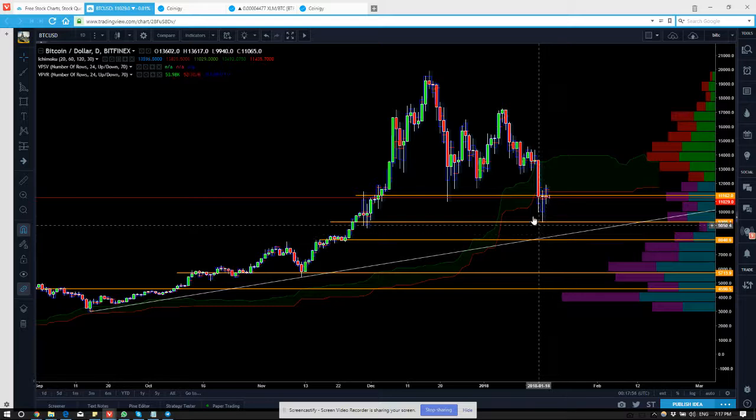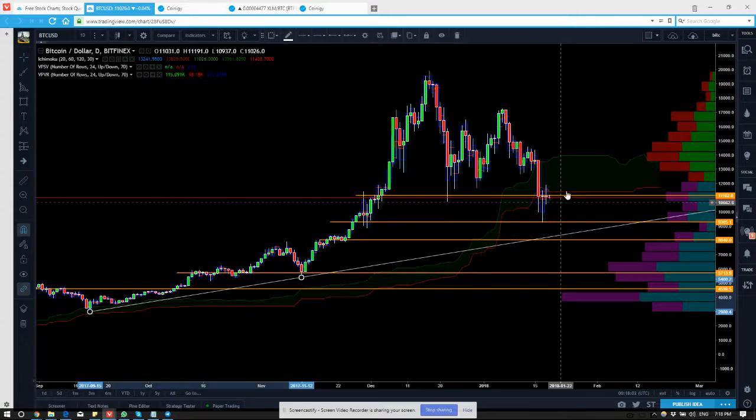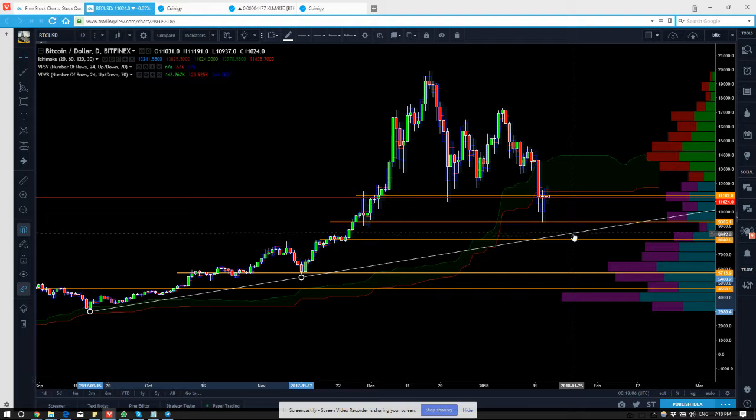So I was expecting a move down, a move up. I was expecting a bounce off this before resuming. And if we can't really bounce off this and continue, then it doesn't look so good.